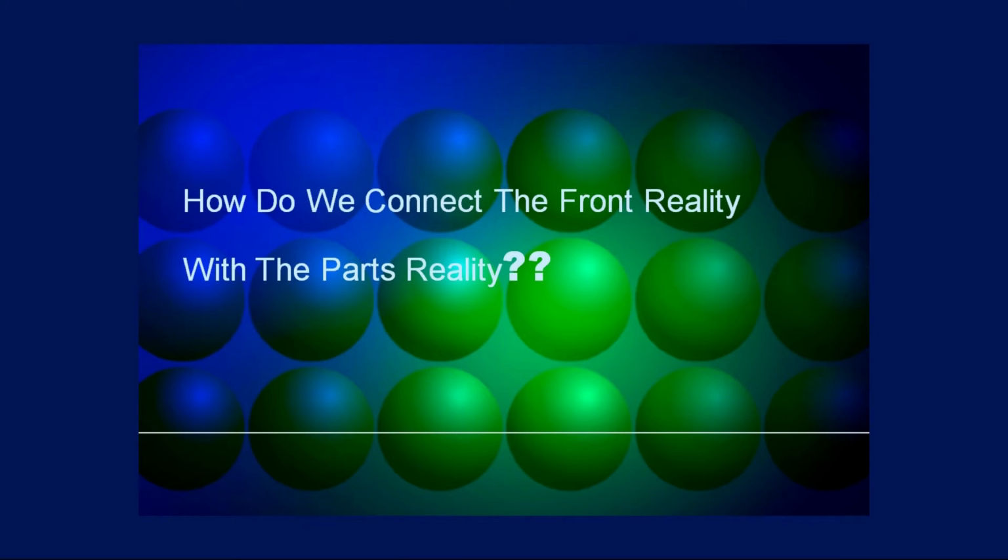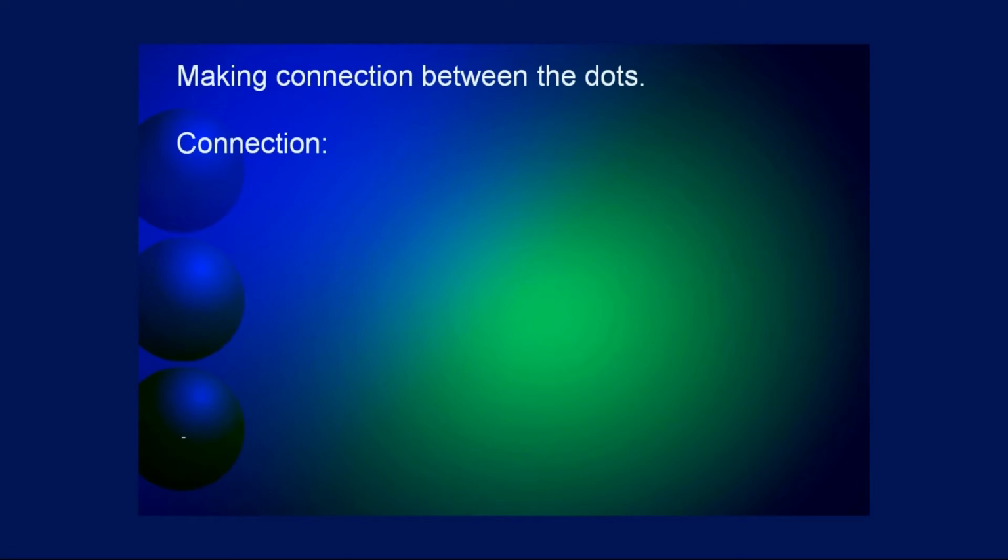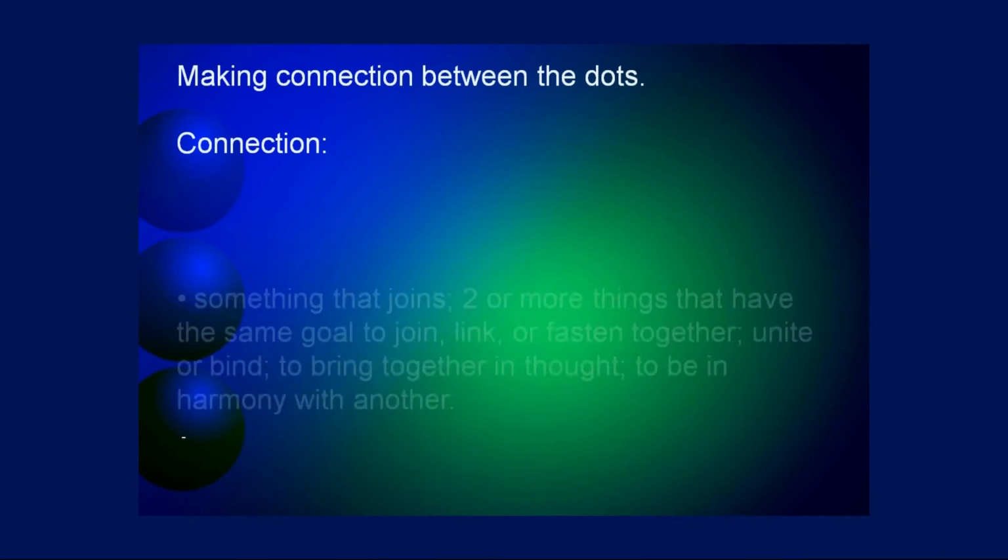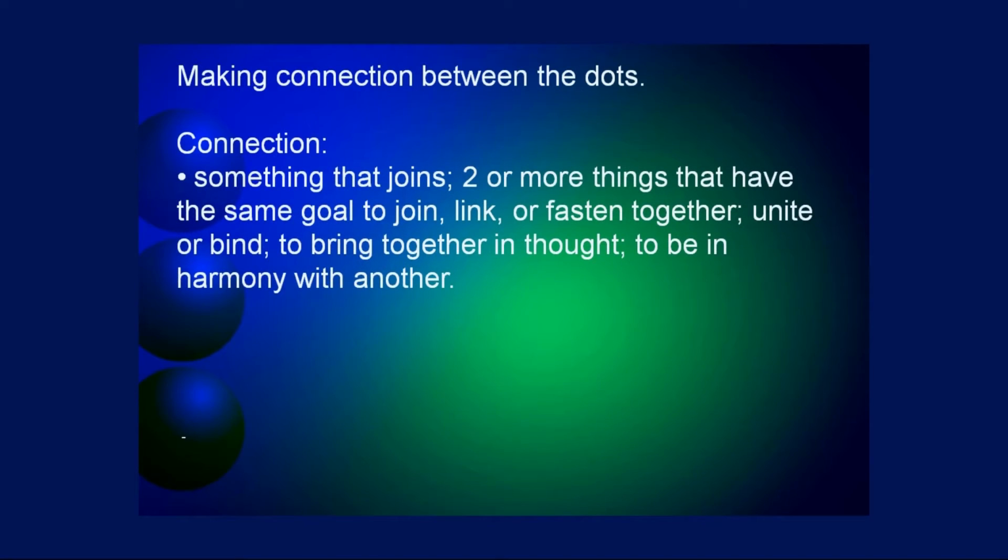How do we connect the front reality with the parts reality? Well, let's look at a definition of the word connection, first of all. I just want to say that we actually, by mistake, skipped this part when we were doing the original teaching. But when I went back to edit the video, I realized it was so important that I didn't want to skip it. So I'm inserting a little recording now with this slide that Sherry had made. She had put up the definition of connection. Let's take a look at that, because what we're going to be doing is making a connection between the front reality and the parts reality to become more and more one person, a whole person, as God intends for us to be.